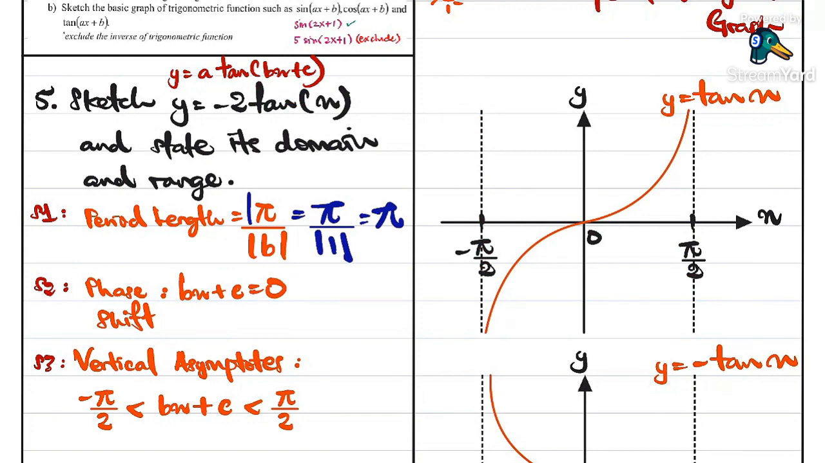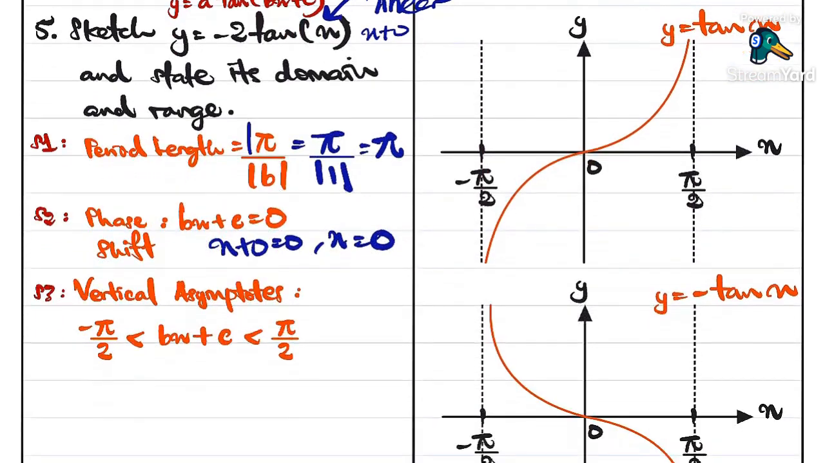And then the phase shifting is bx plus c. In this case, your linear is just x. In the bracket, the linear is only x. If you want to know, this is x plus 0. There is no c. This is just x plus 0 equals 0. Therefore, x is still 0, so it doesn't shift anywhere. It just remains there. It doesn't shift to the left or right. No shifting. So that's it.